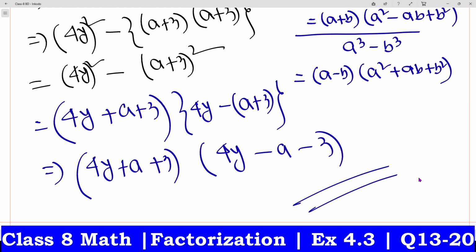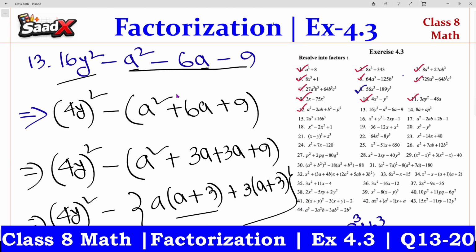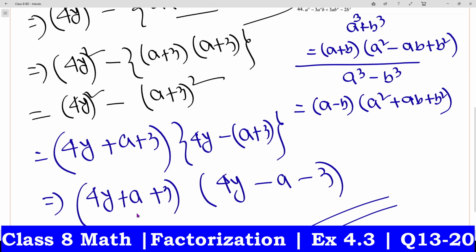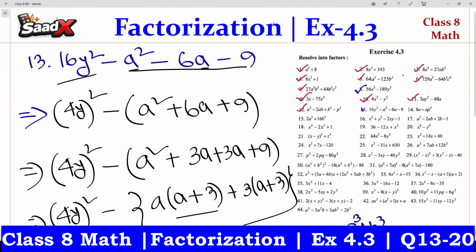This is our answer. So once we factorize the 16y square minus a square minus 6a minus 9 expression, we will get 4y plus a plus 3 times 4y minus a minus 3. Number 13 done.